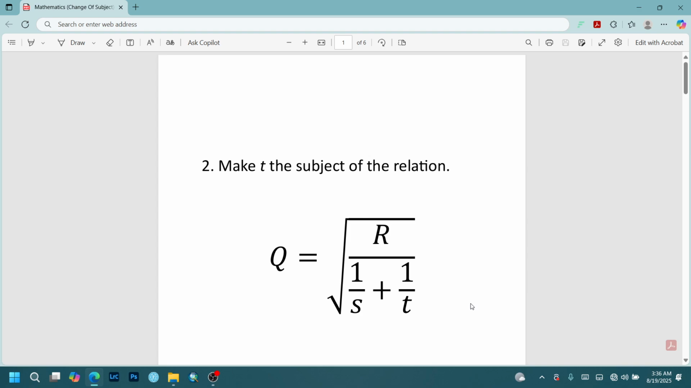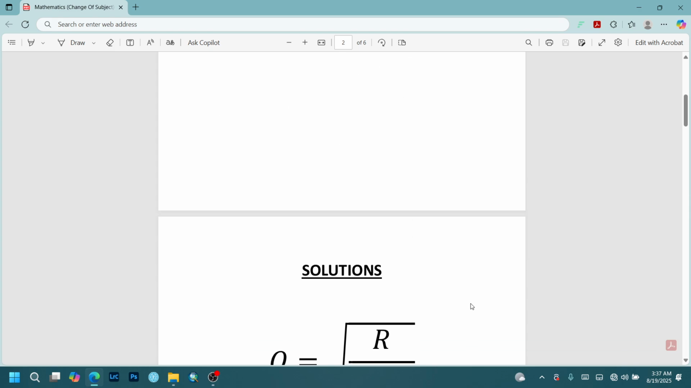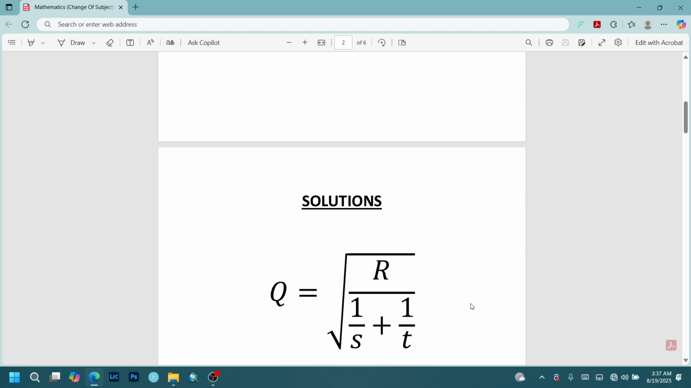So our given equation is Q equals the square root of the fraction R over the fraction 1 over S plus the fraction 1 over T, right? So we are supposed to make T the subject of the relation, right? So based upon the preamble of our question, our Q is given as the square root of the fraction R over the fraction 1 over S plus the fraction 1 over T.